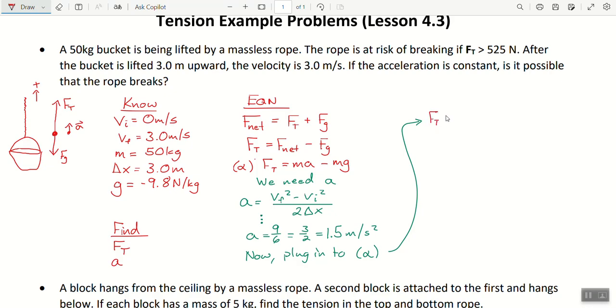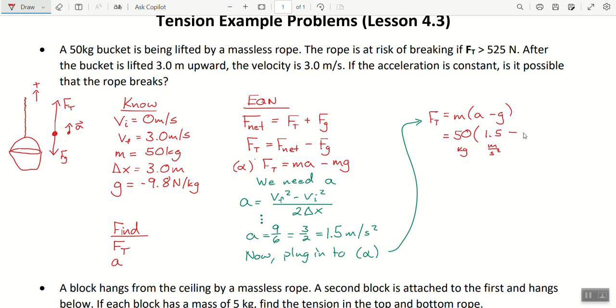So you do not have to do this if you just want to plug and chug right through it. But in my mind, this looks a little bit easier. If it looks harder to you, don't do this. You can straight up use ma minus mg. I have just taken equation alpha and factored out the mass to make it a little nicer. So let's just see if we can get it. What's the mass that we're dealing with? 50, and I'm going to make sure that we get this knocked out. Kilograms. What was the acceleration? 1.5, and we'll do meters per second squared.